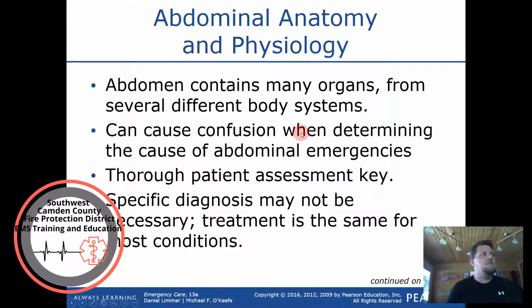So, anatomy and physiology. The abdomen contains many organs from several different body systems. It can cause confusion when determining the cause of abdominal emergencies, and a thorough patient assessment is key. A specific diagnosis for these patients isn't necessary. The treatment is the same for most of these conditions.